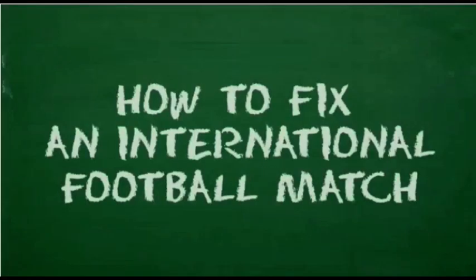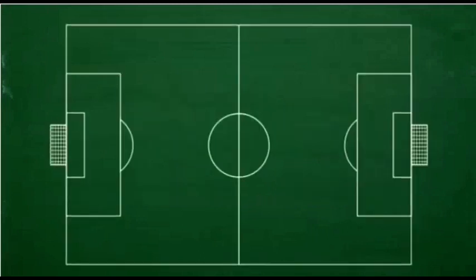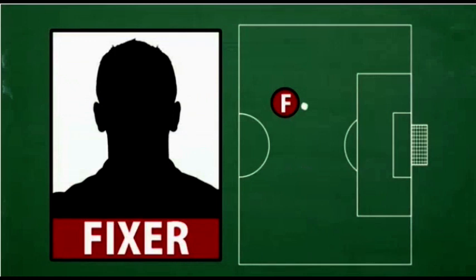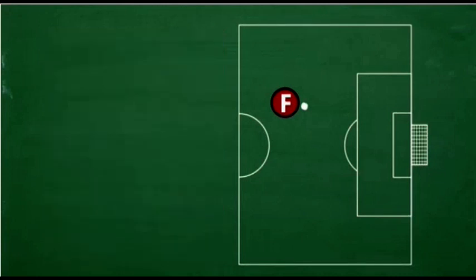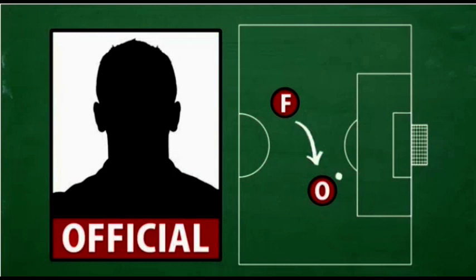How to fix an international football match. If the goal is to influence a game in any way, the first thing you need is a fixer. In this case, it was Christopher Forsyth, a player agent licensed by FIFA and registered with the Ghanaian FA. The fixer needs to have the right contacts to pass you on to officials in the country's football association.